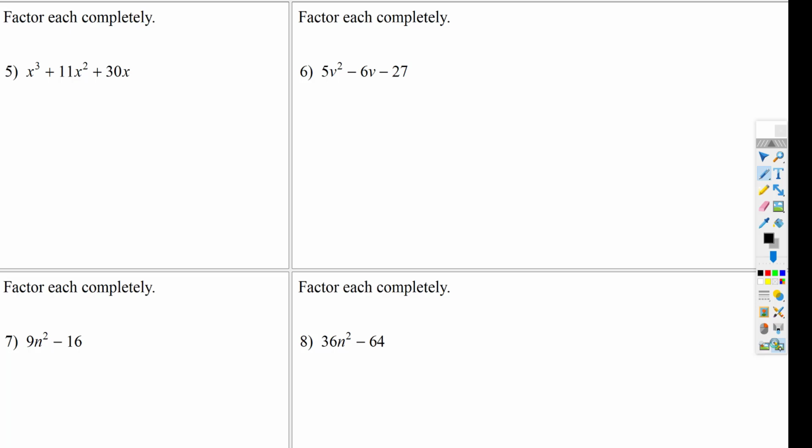Okay, so this quadratic right here has a lead coefficient of 5, so that makes things a little bit more complicated. So 5 is prime, so it's not as complicated as it could be, because you've only got 1 and 5 as factors.